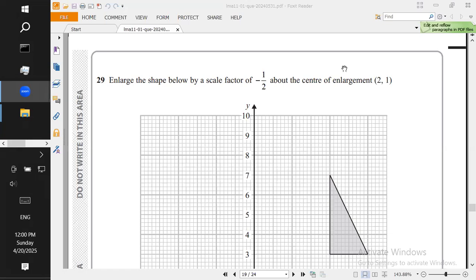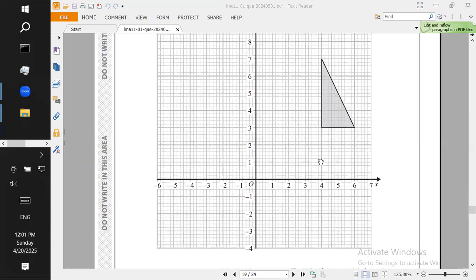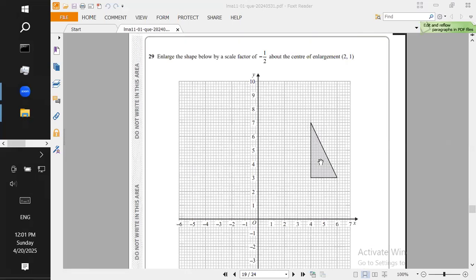In this video, we're going to talk about Year 9 achievements, May 2024, Section B, Question 29. Question 29: enlarge the shape below by a scale factor of negative half about the center of enlargement (2, 1). So this is the shape. First, let's zoom out so we can see the whole question.